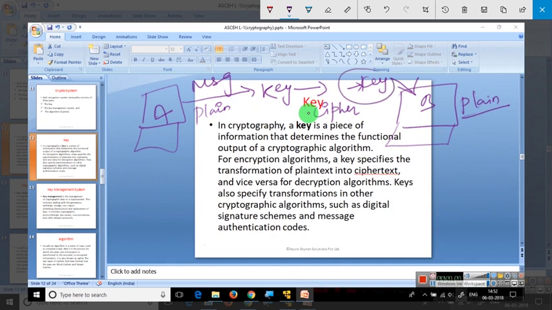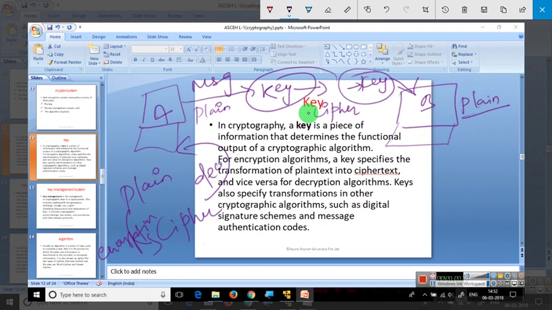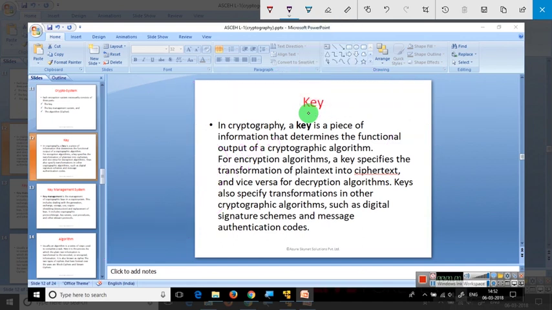So here the key is playing a lead role. With the help of the key, one is able to change the plain text into ciphertext. Remember, from plain to cipher is called encryption. From cipher to plain is called decryption. So the key is playing a lead role. With the help of the key, one is able to encrypt as well as decrypt the message. Without the key, if your key is missing, you won't be able to decrypt the message. If a third party has your key access, then he will be able to decrypt your message. So keys are very important.